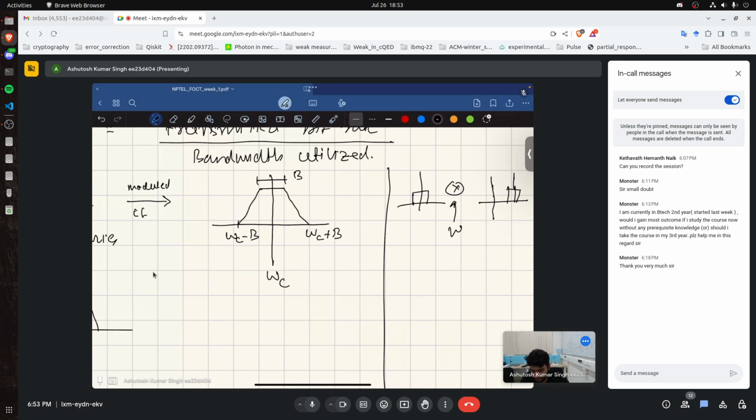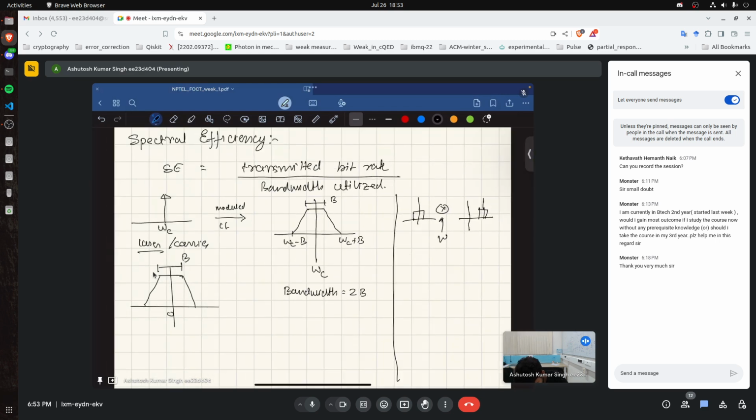So my entire frequency got shifted, and the bandwidth that is utilized is 2b in this case, because this is omega c plus b minus omega c minus b, which would leave you with bandwidth 2b, which is the same as in this case. So the initial bandwidth was 2b, and that is the bandwidth that is being utilized here.